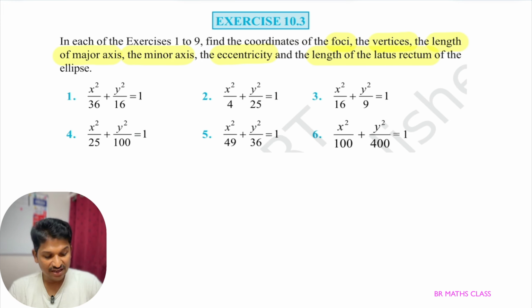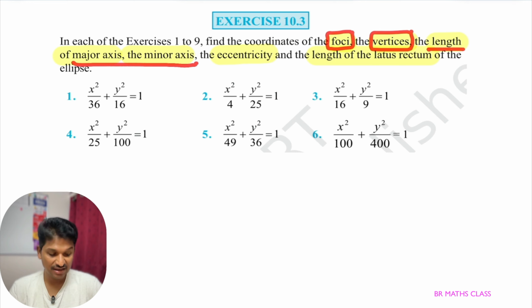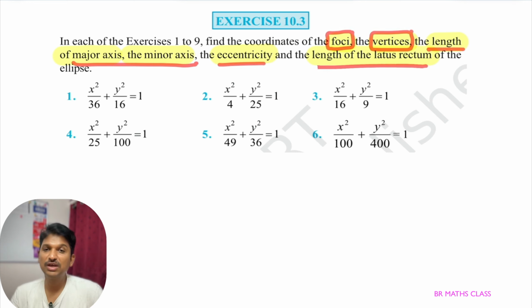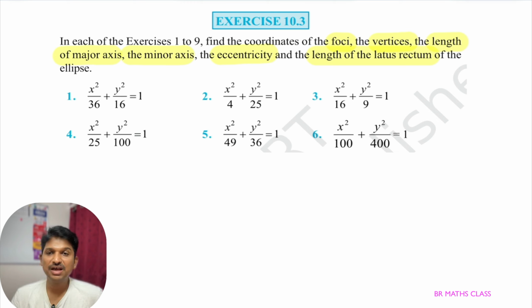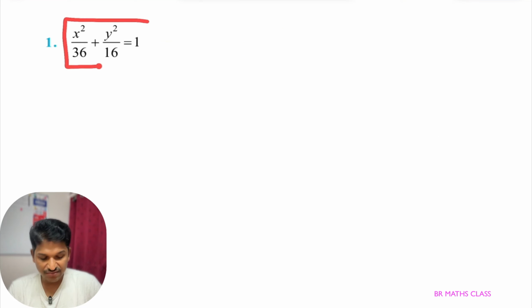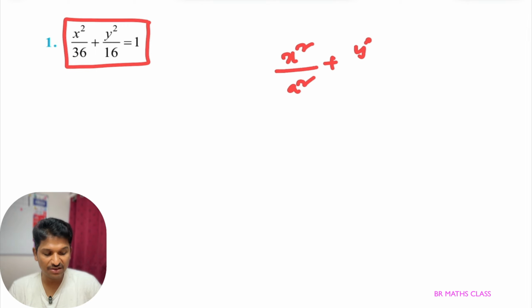In all these 6 ellipses, they are asking to find foci, vertices, length of major axis, minor axis, eccentricity, length of latus rectum. These things you need to calculate. In these 6 problems, I'll do any 3 problems and I want you to try other 3 problems. You see, I taken this first equation. This is ellipse equation because it is in the form of x square divided by a square plus y square divided by b square equal to 1.